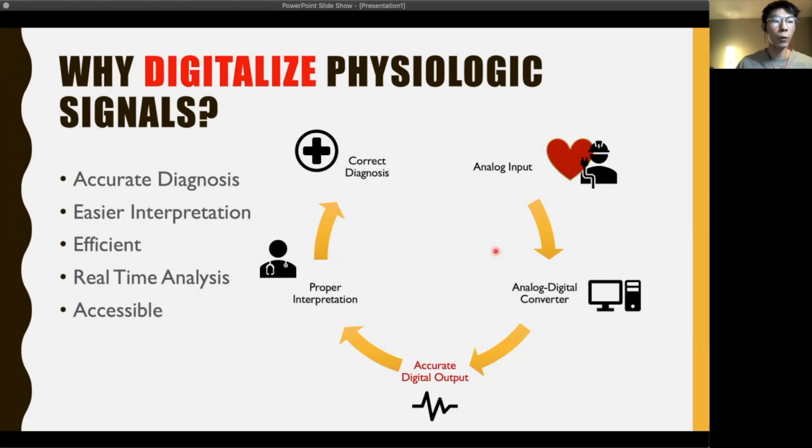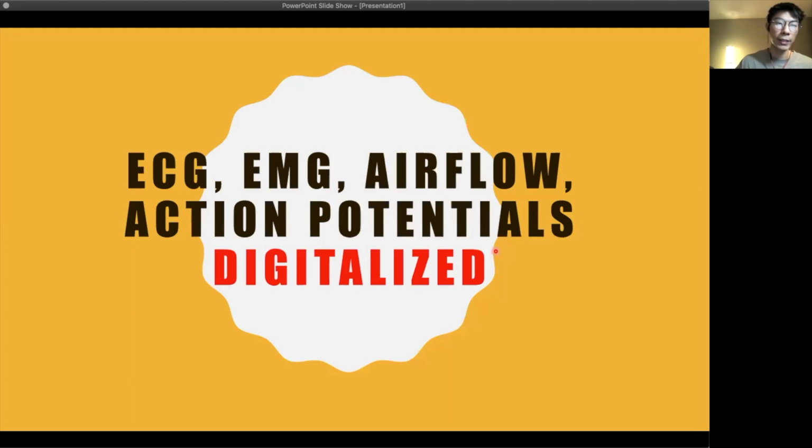Now, the reason why we digitalize physiologic signals is because they give us a visual representation of our physiologic states, and we can make interpretation of these patterns visually, therefore making more accurate diagnosis. It is also efficient, provides real-time analysis, and accessible at any given time. Now let's take a look at some examples of digital signals such as ECG, EMG, airflow, and action potentials.